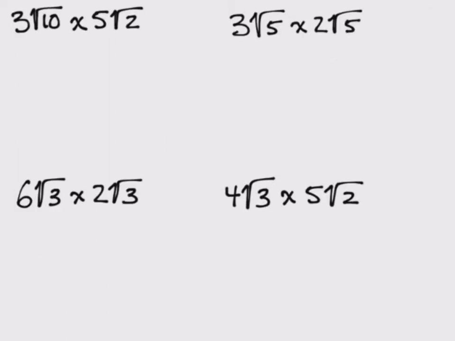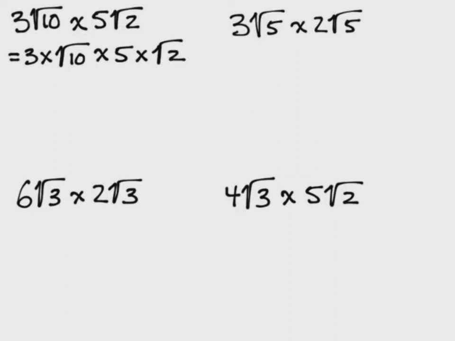Alright, here's some multiplication problems in which we have integers and radicals all over the place. For instance, 3 times the square root of 10 multiplied by 5 times the square root of 2. Now, even though I may have said it out loud, it's really helpful to think about this problem in this way. What we really have on our hands is 3 times the square root of 10 times 5 times the square root of 2.